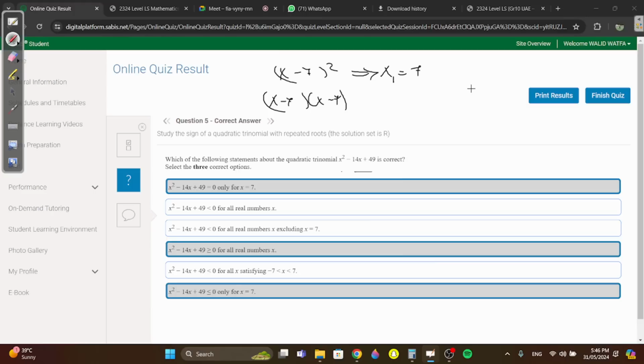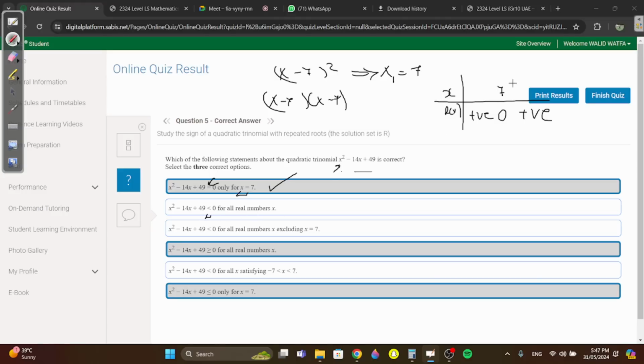Okay, so let's write our table, x, f of x, or you can say y if you want. Okay, at 7, it's going to be 0. Then before and after my root is going to be the same as the quadratic, so it's going to be positive. Positive before 7, positive after 7. Okay, let's see. When does it equal 0? Only when x equals 7. That's correct, right? When x equals 7.